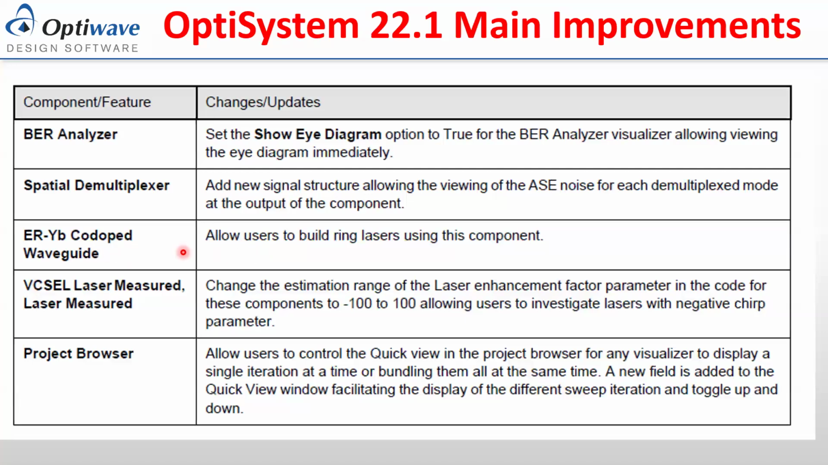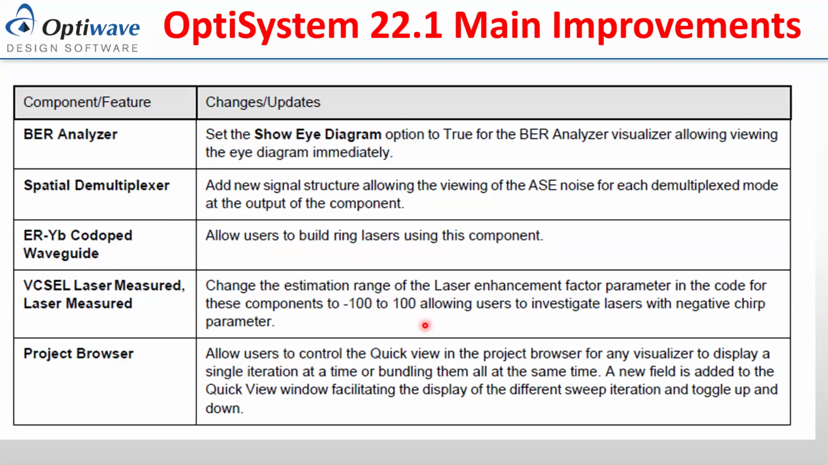The other improvement we made is to the erbium co-doped waveguide, which used to crash when you did feedback into the waveguide, for example, if you wanted to build a laser based on this erbium waveguide, the system was not able to. But now, after this improvement, you can build erbium co-doped waveguides.